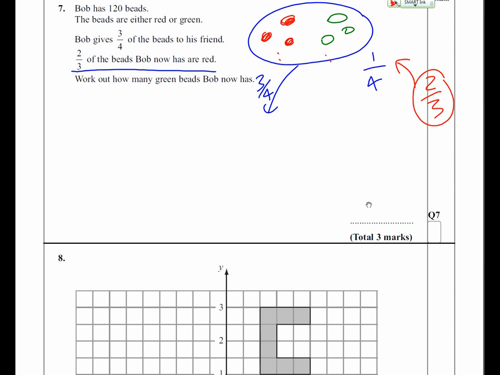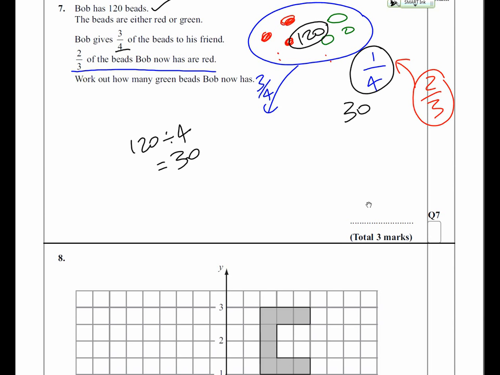So he started with 120. This is probably the key thing I missed out. He starts with 120. He keeps 1/4 because he gives 3/4 away. So 120 divided by 4. It's a calculator paper, but the answer is 30. You can do it on your calculator if you want.